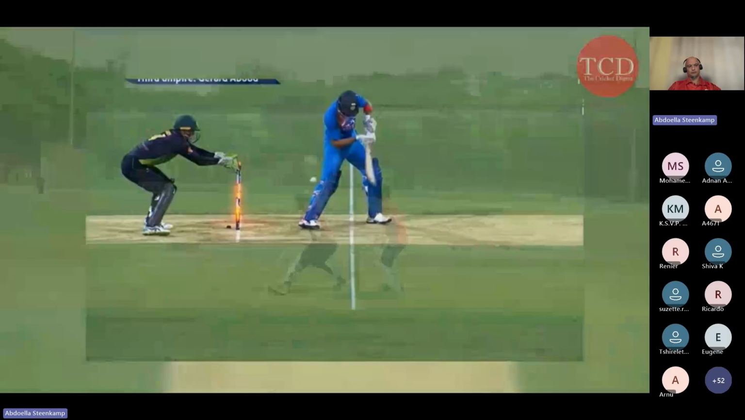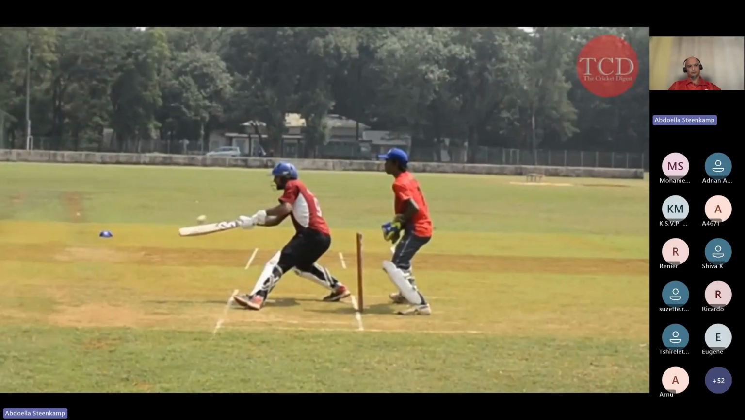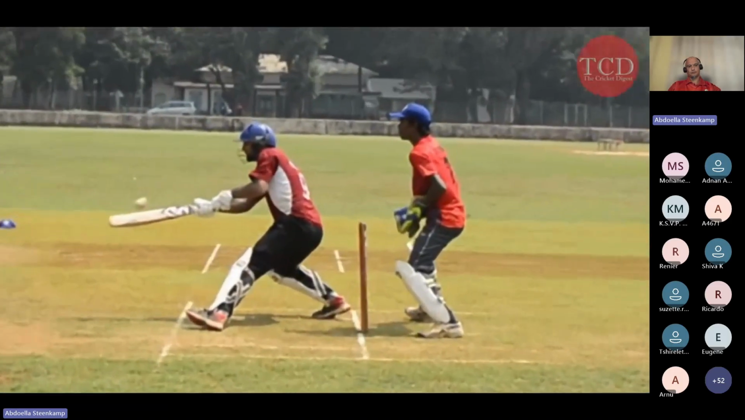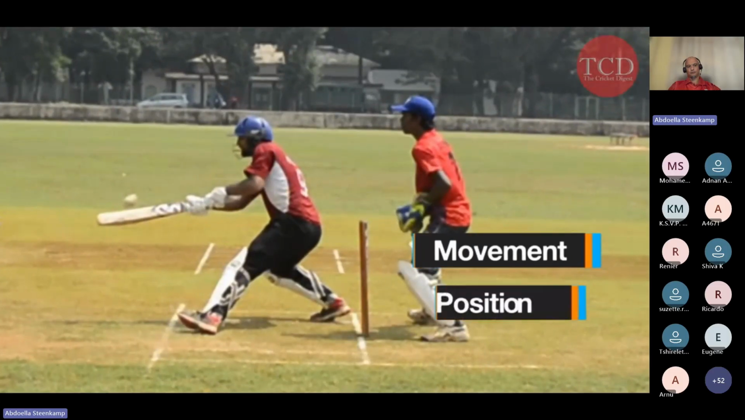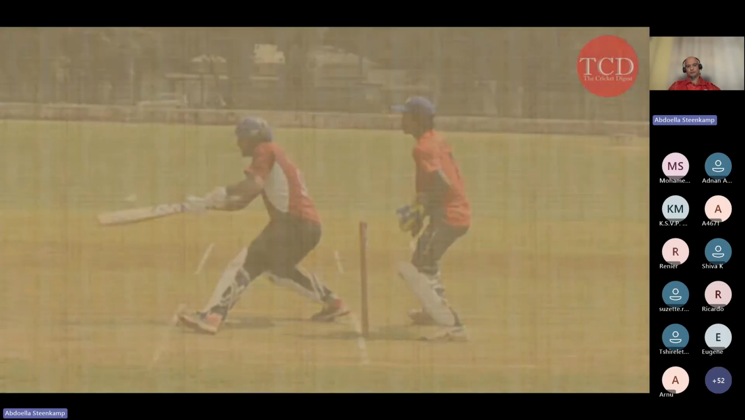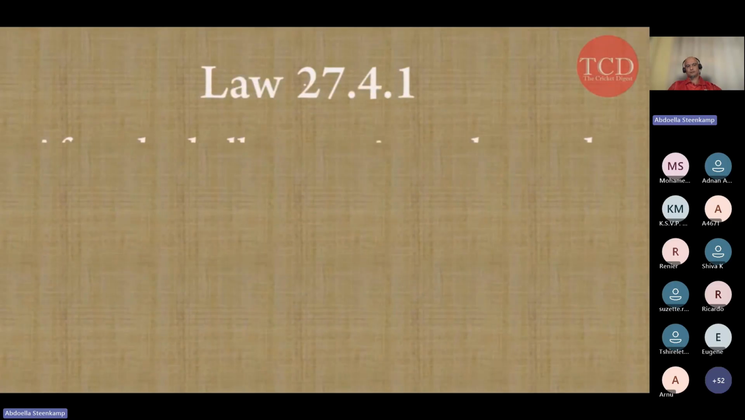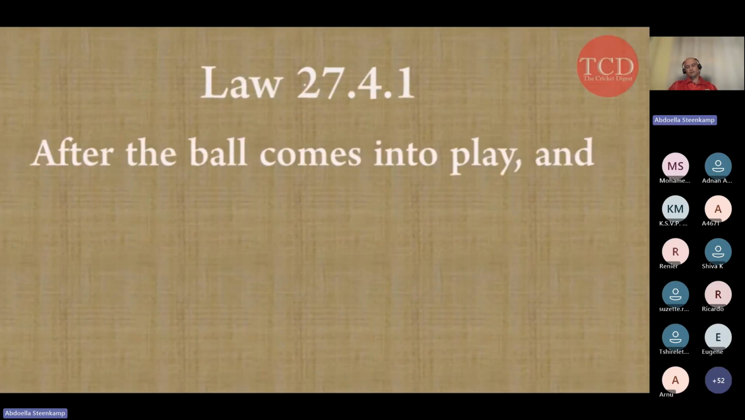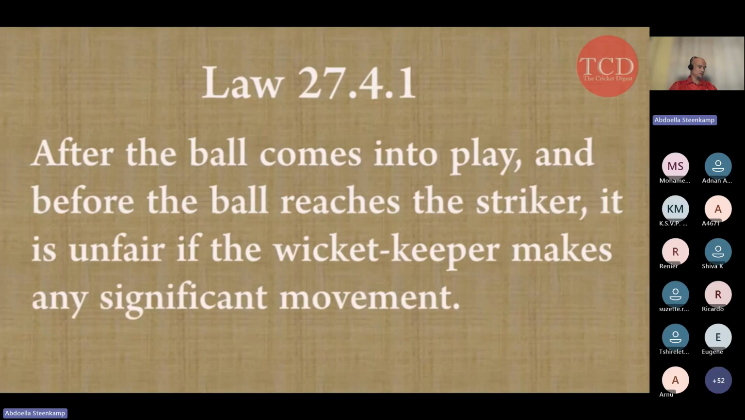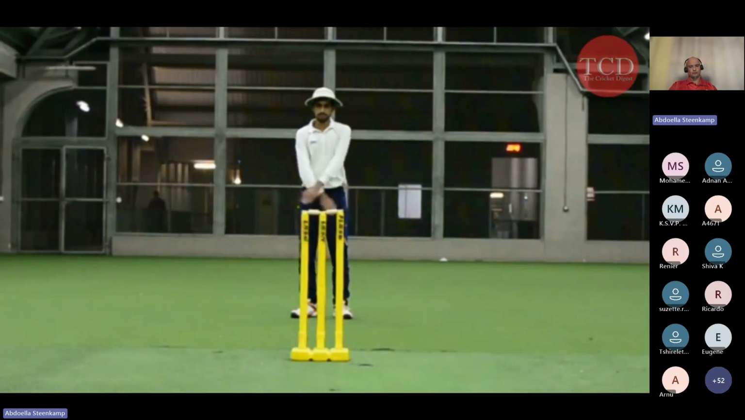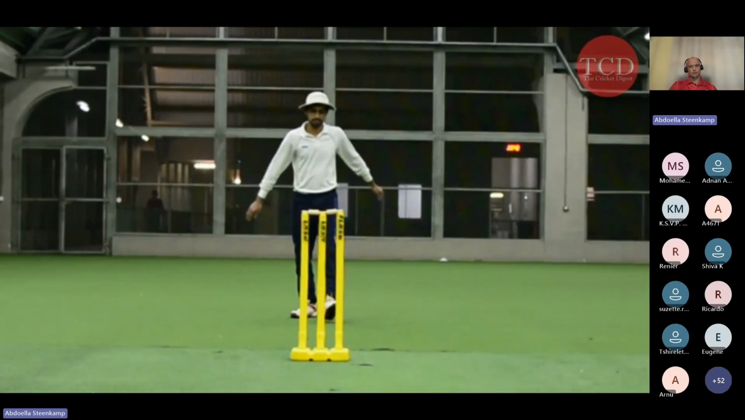Well, let's find out. Before going any further, let us take a look at the restrictions a wicketkeeper has. He has restrictions both on his movement and position. According to cricket law, after the ball comes into play, well, to know when the ball comes into play, watch the above video. And before the ball reaches the striker, it is unfair if the wicketkeeper makes any significant movement. In this case, umpire will call it dead ball and further action will be invalid.